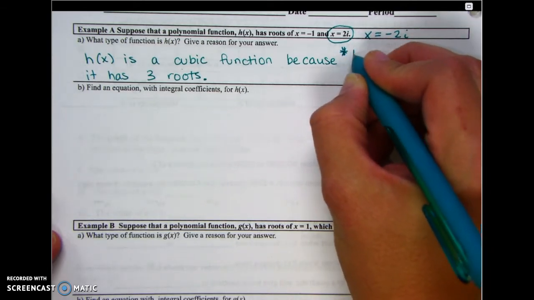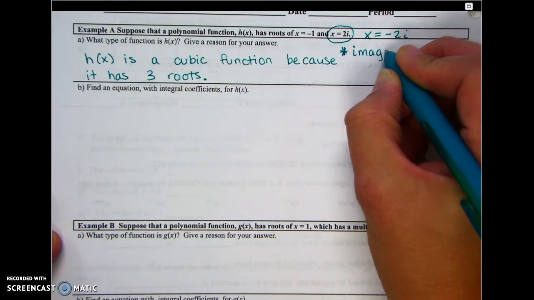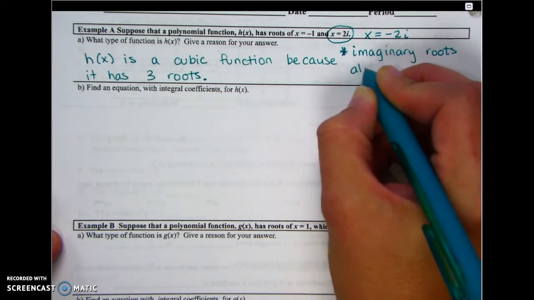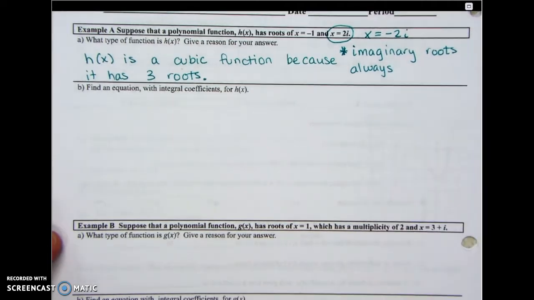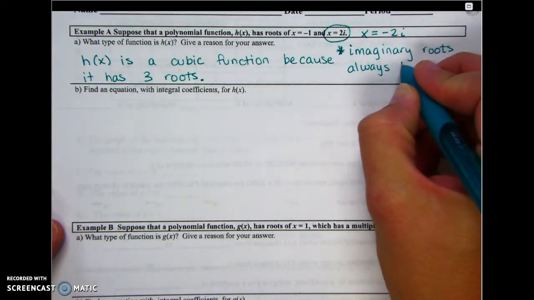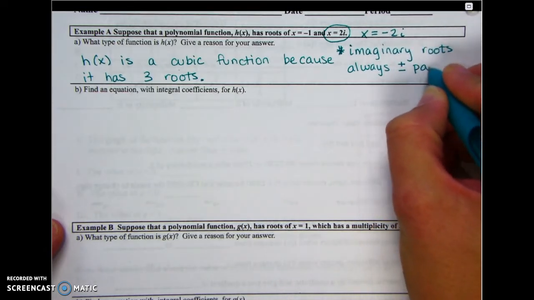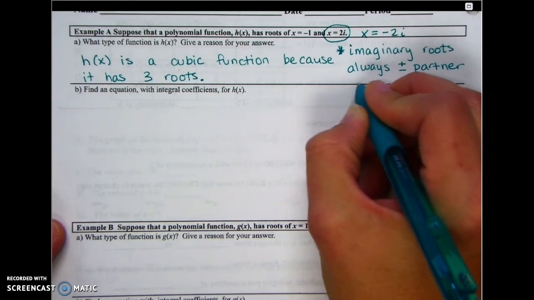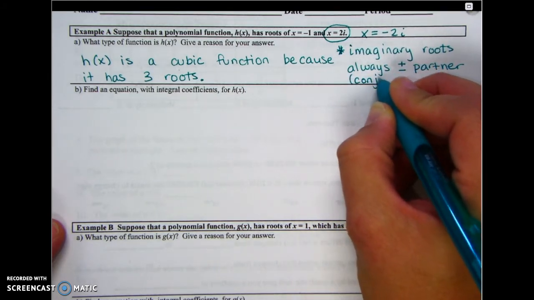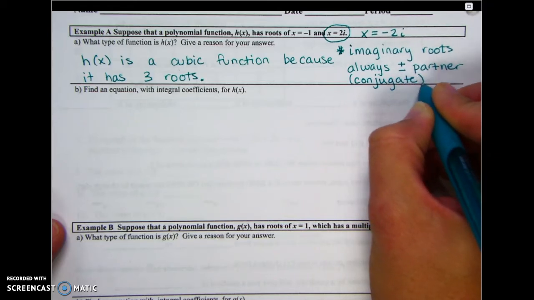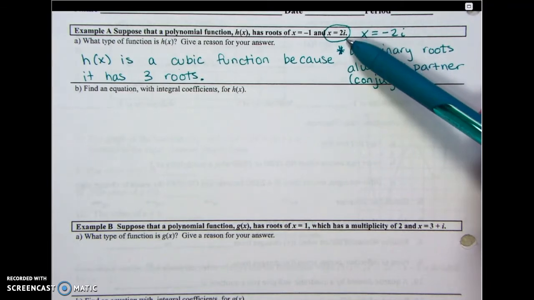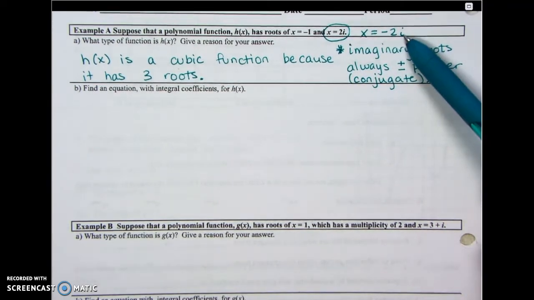Not all roots, only imaginary roots always, I want to say, have a buddy. I don't think that's ever written in a math book, though. Always have a, how about we call it a plus or minus partner? There actually is a word. It's called the conjugate. We did that in the other video notes. Conjugate. So even though they only told you one, it's not a secret. They were just saying, be ready for the other one. Okay.